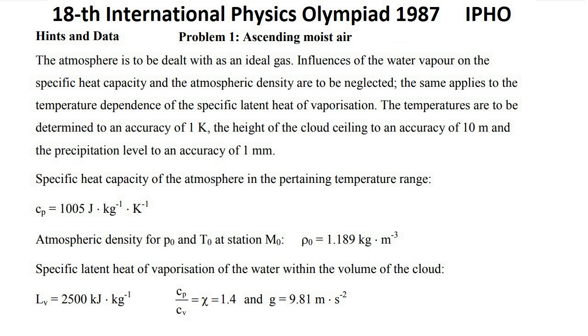Specific heat capacity of the atmosphere in the pertaining temperature range, Cp equals 1005 joule per kilogram per Kelvin. Atmospheric density for P0 and T0 at station M0 is ρ0 equals 1.189 kilograms per cubic meter. Specific latent heat of vaporization of the water within the volume of the cloud, Lv equals 2500 kilojoule per kilogram. Cp over Cv equals χ equals 1.4 and g equals 9.81 meters per second squared.